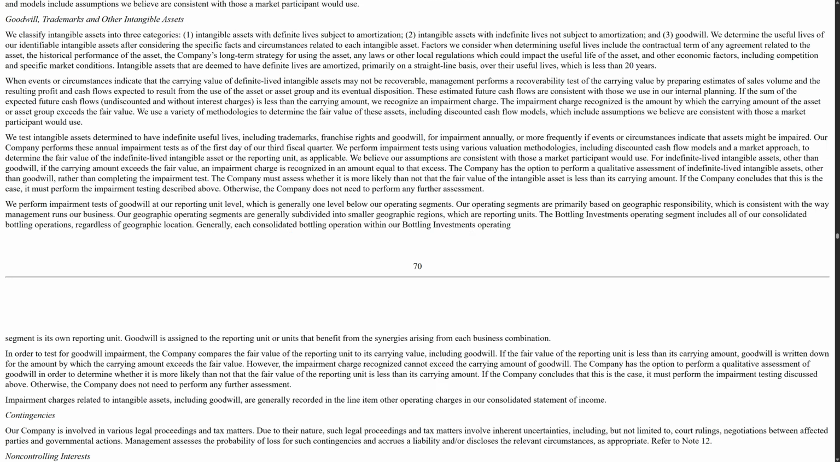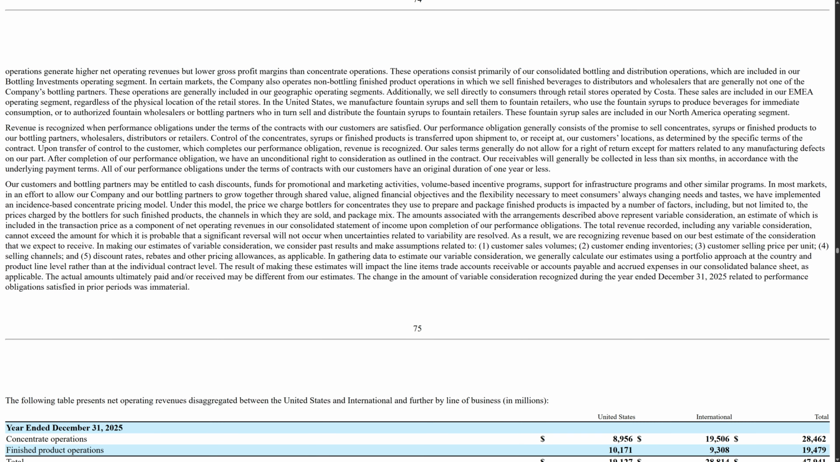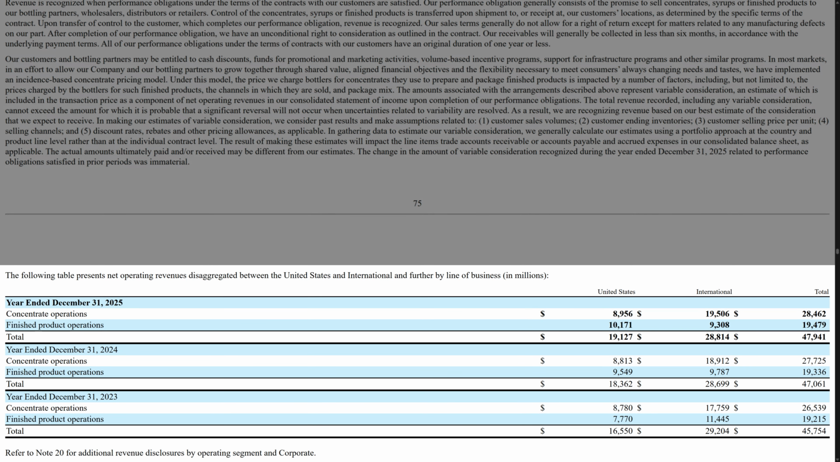Then if we scroll to note 3 here, we can see Coke goes into a bit of detail on their operating revenues, and we can try to answer the questions we had. They split their revenue into 2 lines of business: concentrate operations and finished product operations. So the concentrate operation sells beverage bases, which bottling partners then combine with still or sparkling water to create the beverage, while finished product operations sell fully bottled or canned beverages to retailers or wholesalers. And you can see they provide a breakdown of their revenue by those 2 categories, along with a separation between the United States and international.